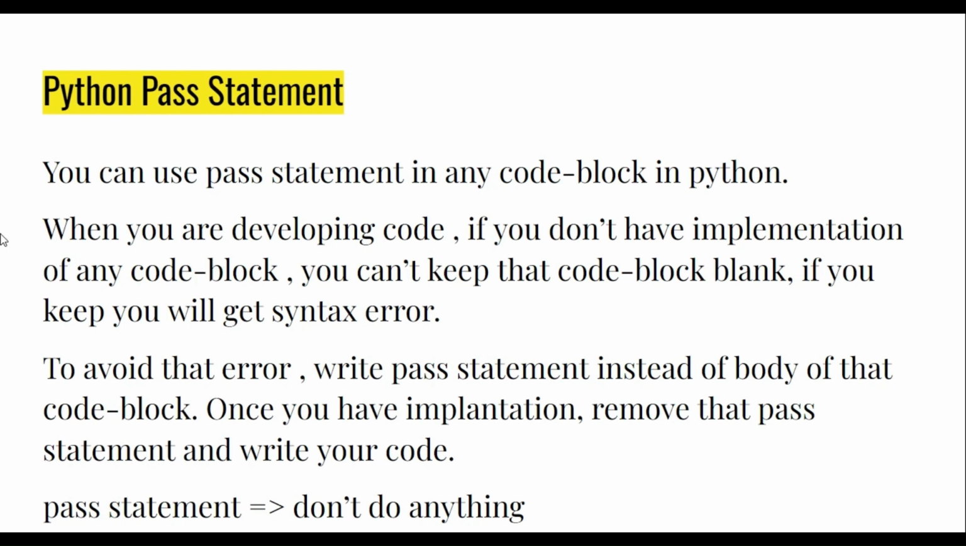You use this when you are developing code and you don't have the implementation of a code block. For example, there is a function and you don't have its implementation yet, so you can't keep that code block blank. If you keep it blank, you will get a syntax error. To avoid that error, write the pass statement instead of the body of that code block. Currently you don't have the implementation, so you write pass. Pass means don't do anything.